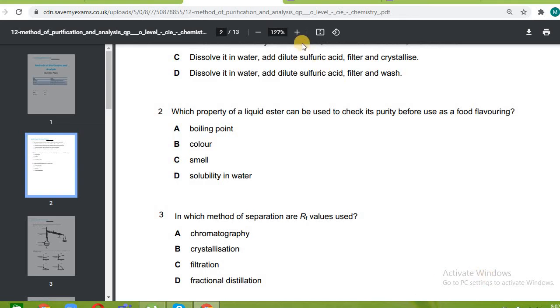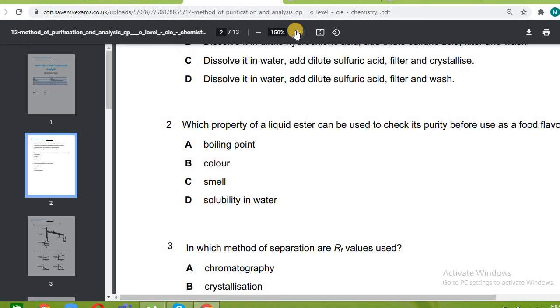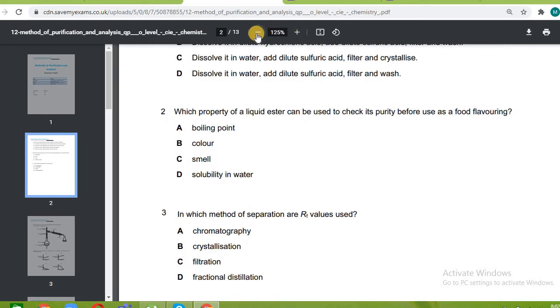Third question is asking us, so you can see it clearly, but that is out of the focus.